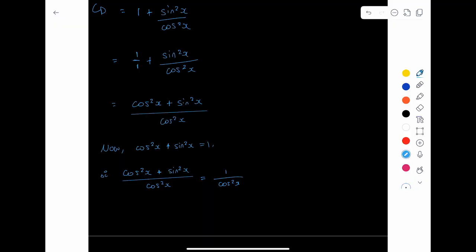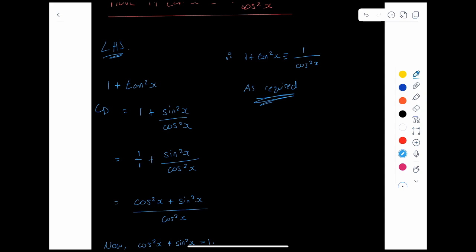Therefore, we can finalize this by saying that left hand side is equal to 1 over cos squared x, and we can therefore conclude that left hand side is equal to right hand side as required. Now this is a very simple example, so I'll make sure to dedicate a different video on some harder questions surrounding this, but the point stands. You need to know how to weave those existing identities into new forms to generate proofs.